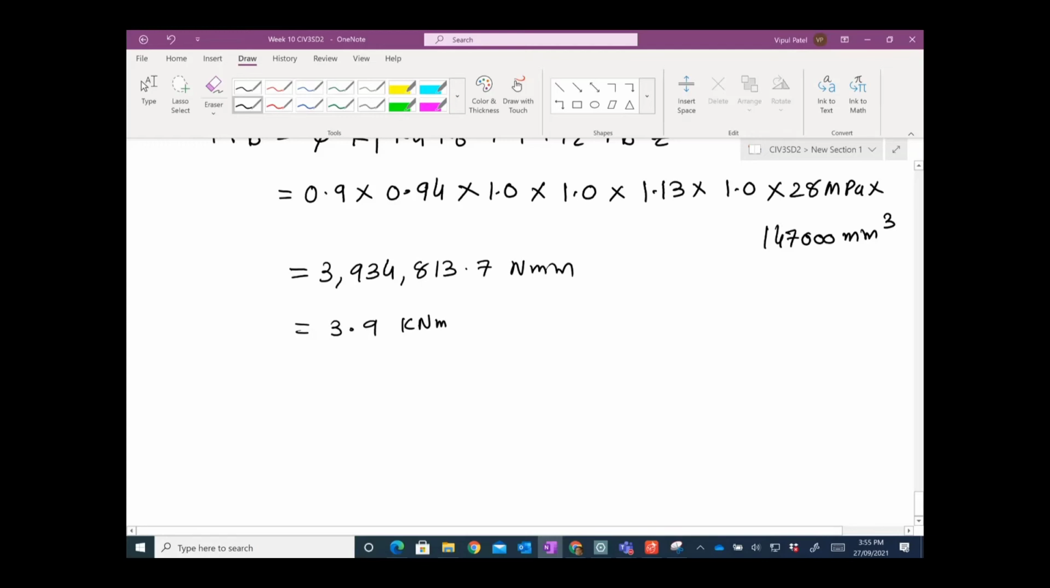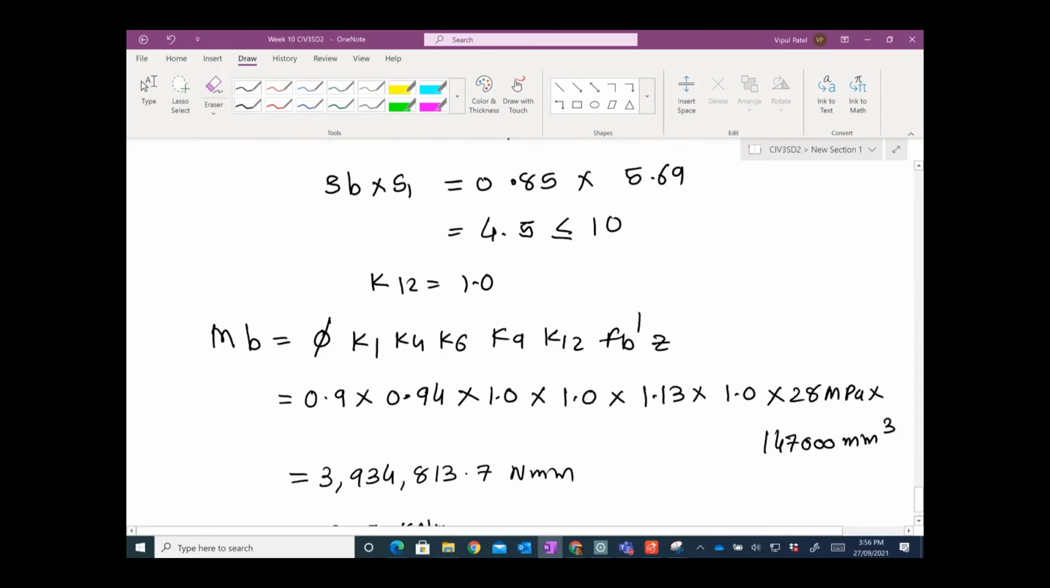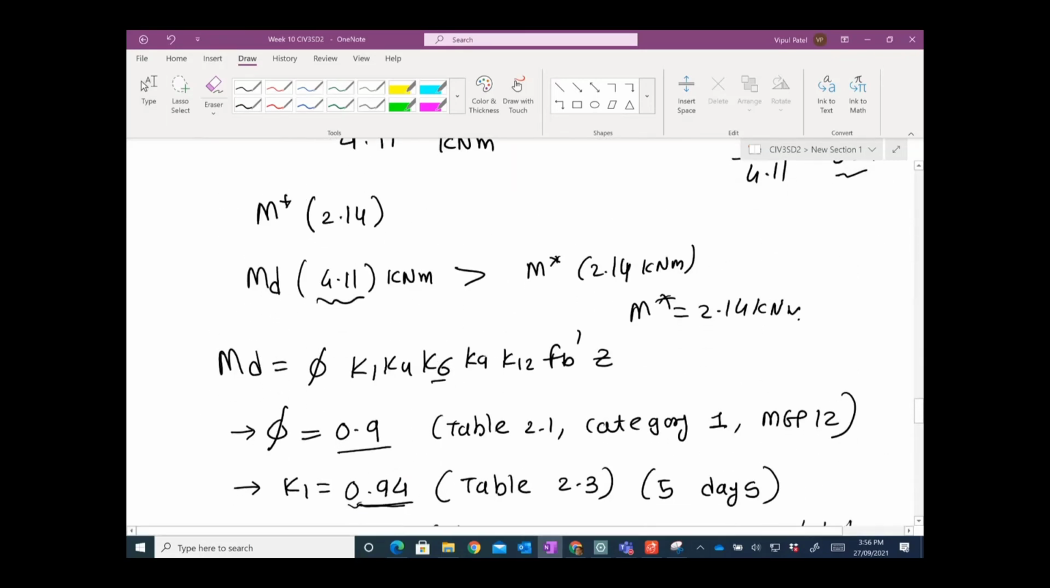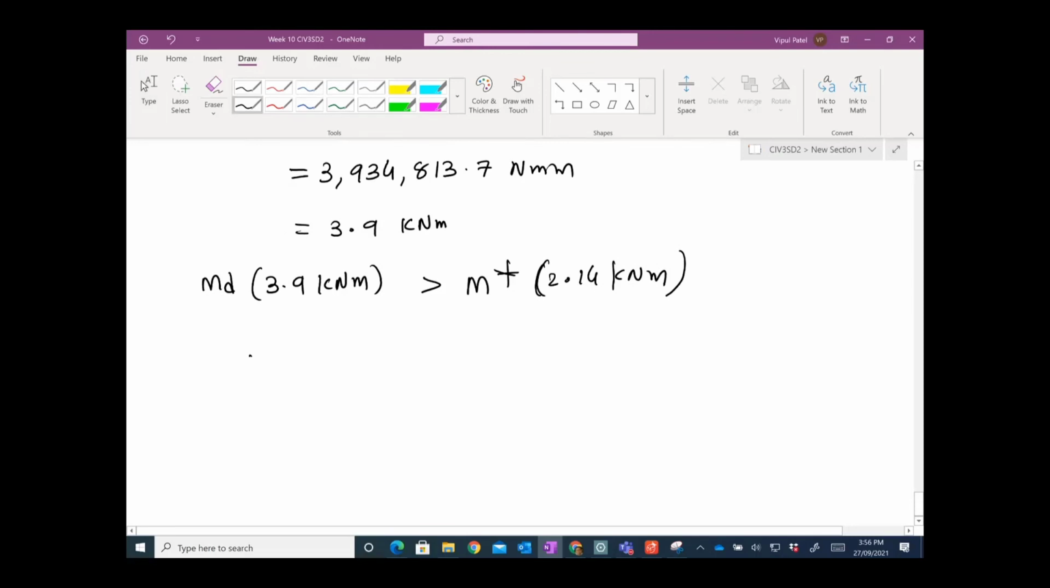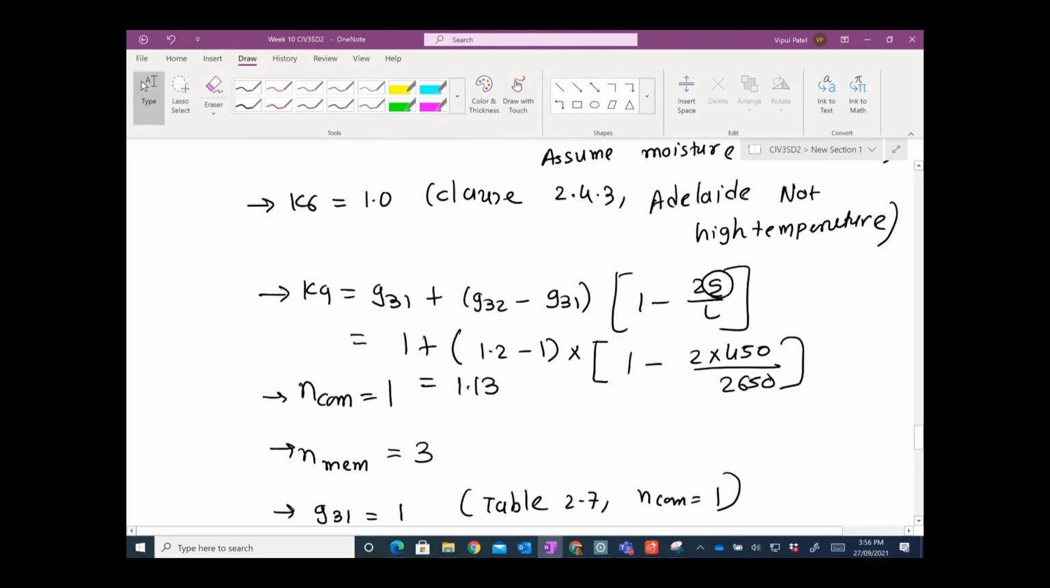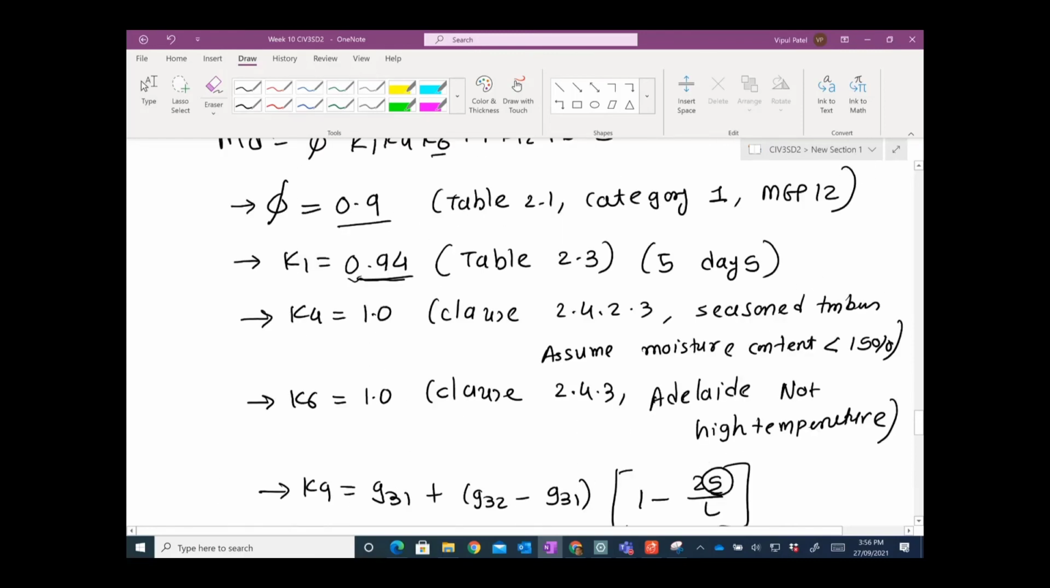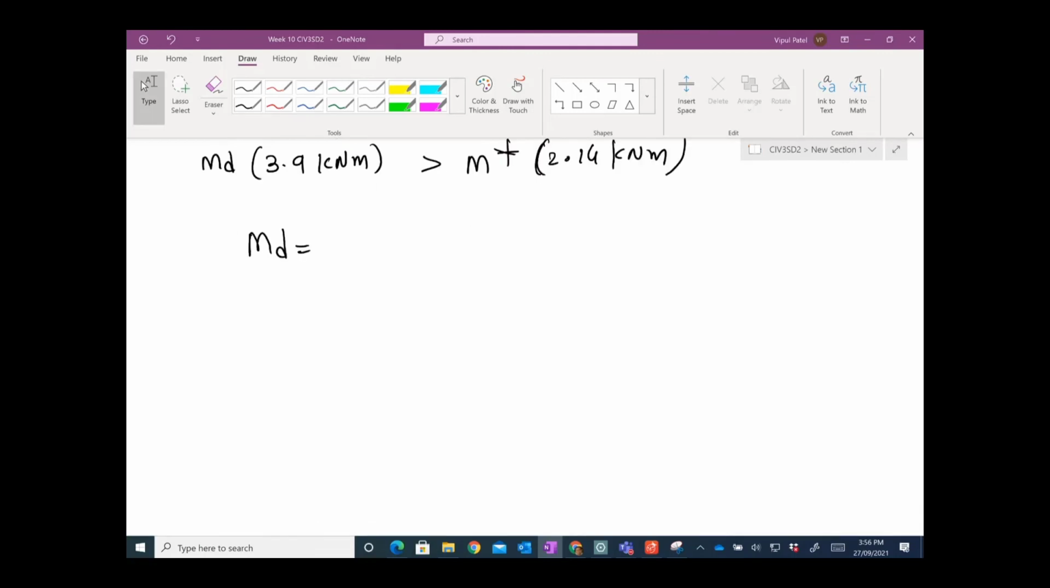If you divide it, that is 3.9 kilonewton meters. You can see the value 3.9 kilonewton meters is greater than your design demand, your M star value, which is 2.14 kilonewton meters. You remember that without those penalties we had M_d equal to 4.11. So 3.9 over 4.11, you get about 5 to 6% penalty from those factors.